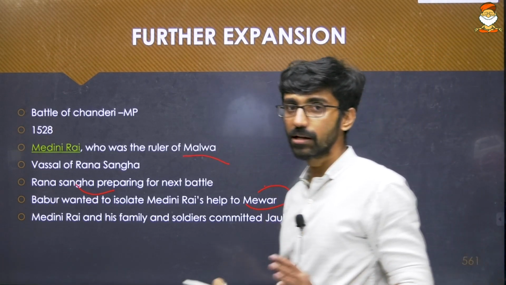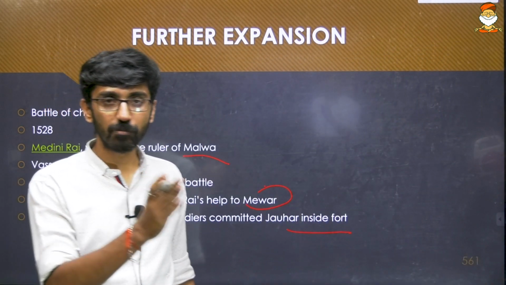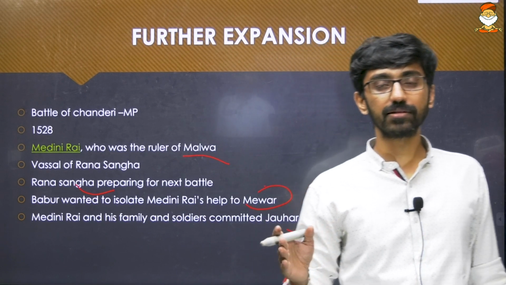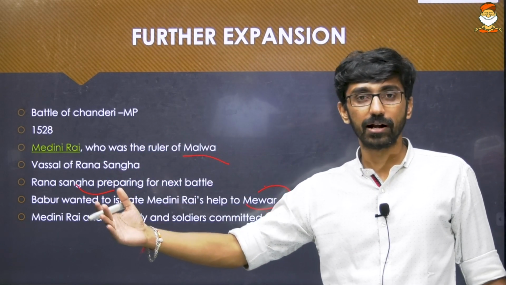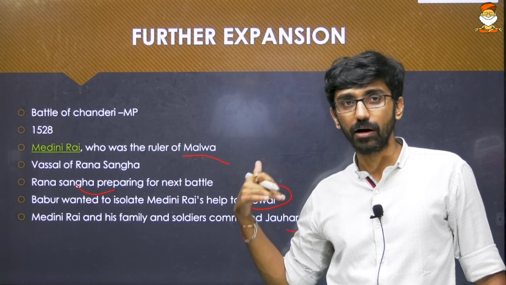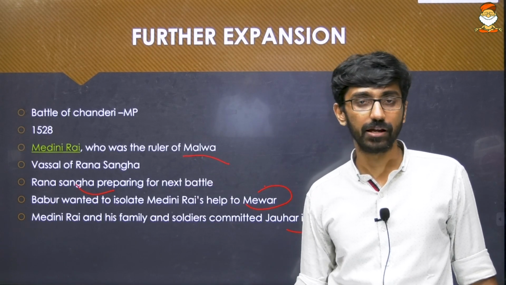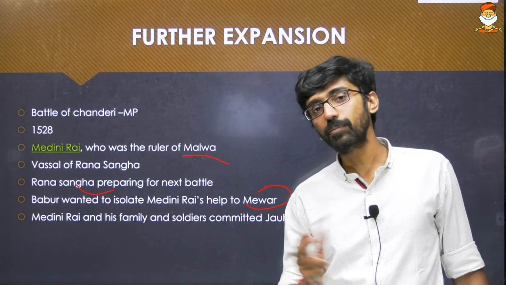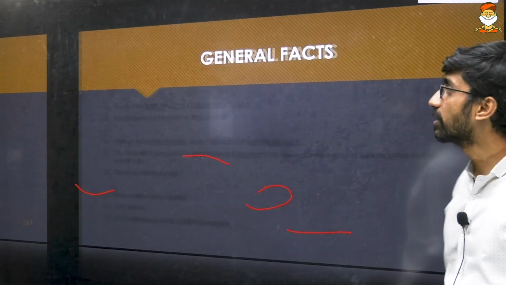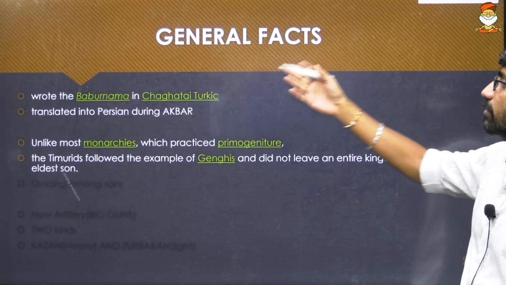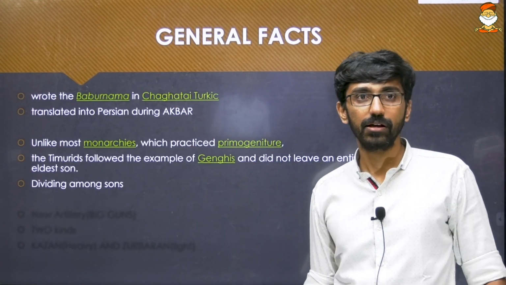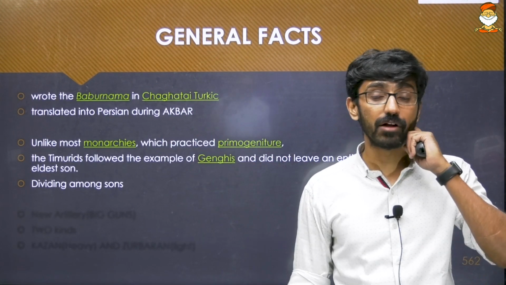These are the three battles of Babur that we can talk about: the Battle of Panipat, the Battle of Kanwa with Rana Sanga, and the associated Battle of Chanderi with Medini Rai, because Medini Rai wanted to help Rana Sanga. And of course, general facts about Babur: he wrote the Babur Nama, his autobiography, which was translated into Persian during the time of Akbar.